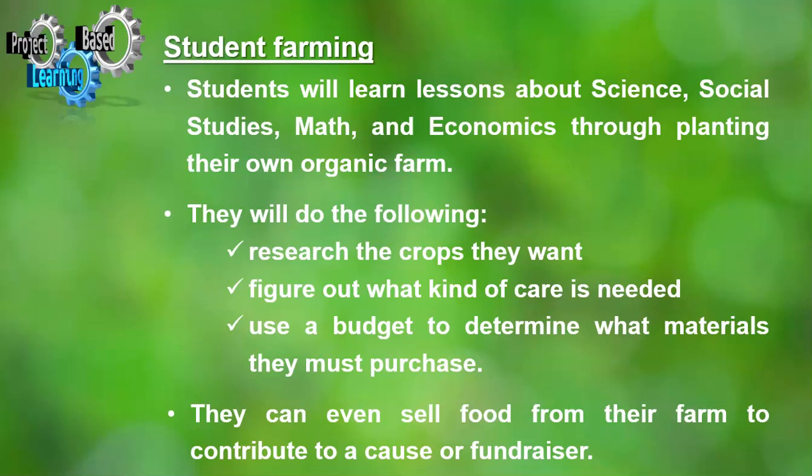do the following. They will do research about the crop that they want to plant, and then they will figure out how to take care of the plant. What are the things that they will need to take care of the plant? And then they will also use a budget to determine what materials they must purchase. So after they have figured out the different perspectives in this project, they have planted, they took care of it properly because they researched it, and when the time came they harvested. Then, from their earnings, they can share, you can encourage them to contribute that to a cause or to a fundraising activity. Right, isn't that great?